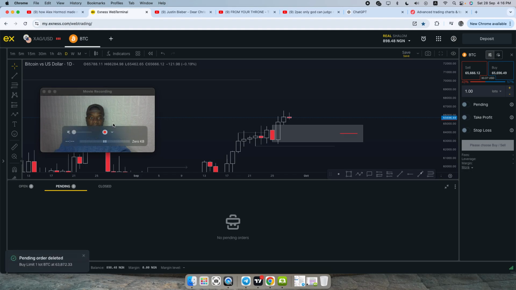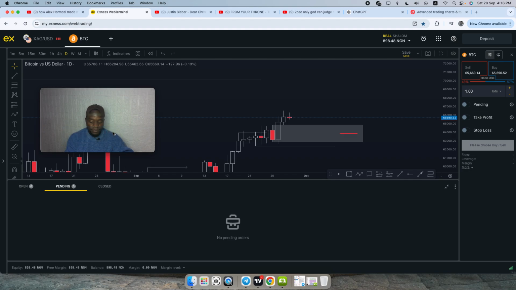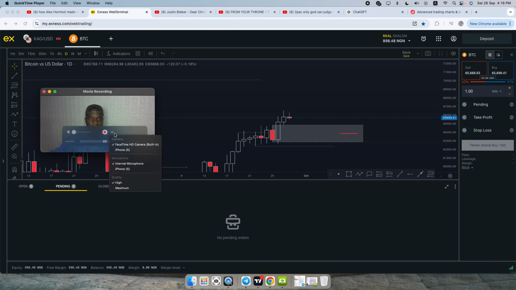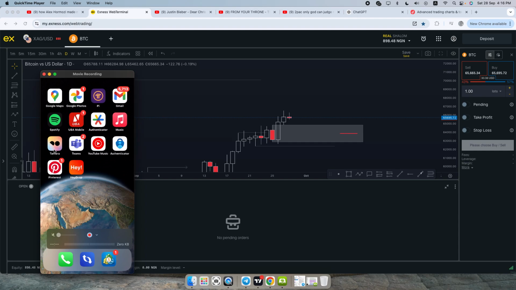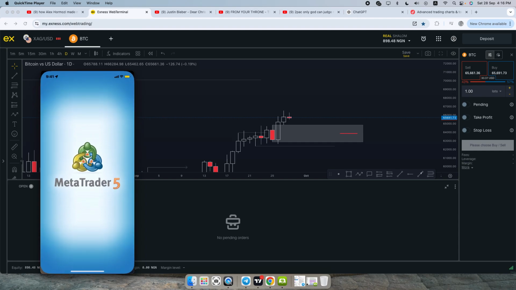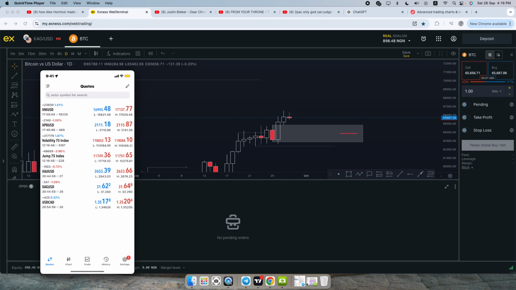So let me bring up my, I'm going to change it now to the one on phone so that you guys will see it. I'll also use the same account. So let's change to the one on phone. So this is my MT5. The same way I'm going to show you here on MT5, the same way it is also on MT4.